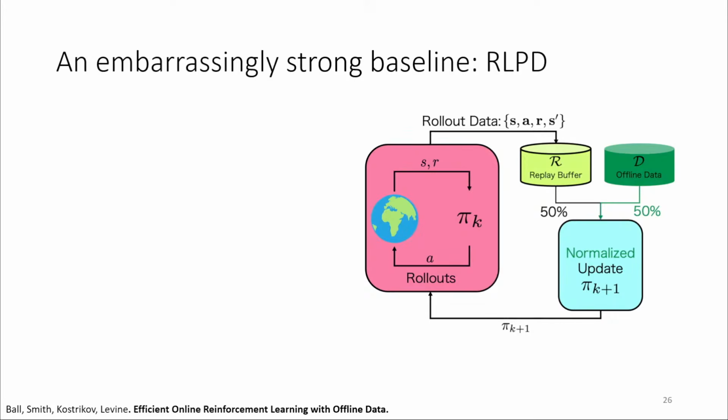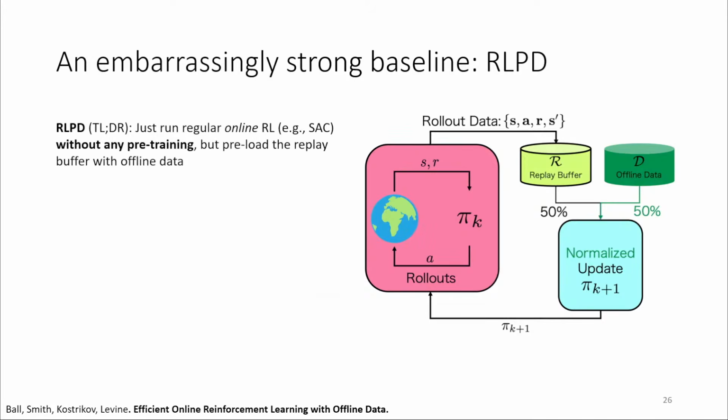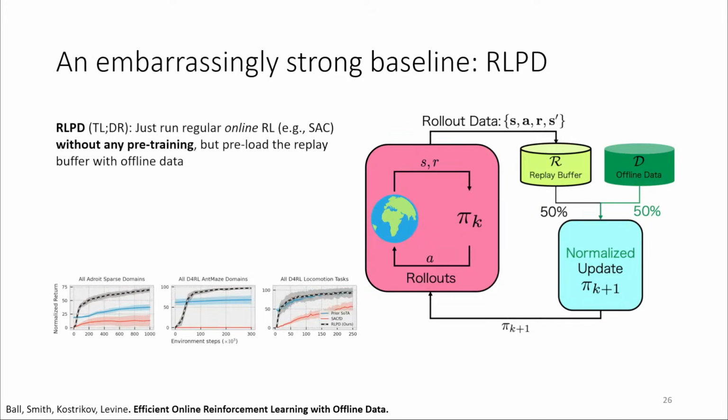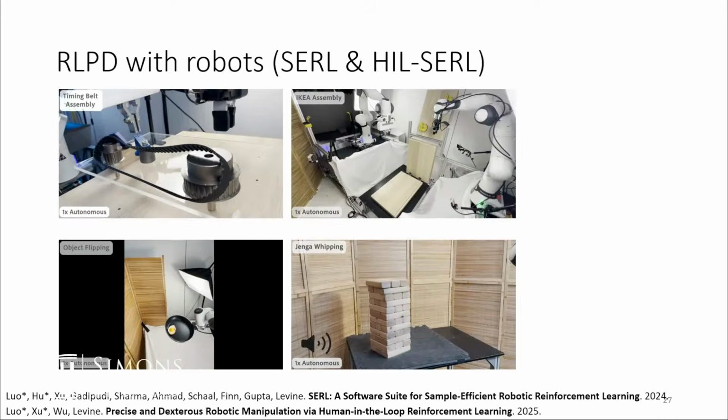So in fact, there's an embarrassingly strong baseline that for a very long time would outperform all the fancy offline to online RL methods, RLPD, which basically just says, hey, if you have prior data, don't even do offline pre-training. Just start running online RL, but for every batch that you're training on in online RL, load half the batch from your offline data. But don't bother with pre-training at all. And this was shockingly good for a long time, and it's kind of sad because it means that you're just not allowed to pre-train properly. I'll skip the robot results for this because I want to get to the answer.